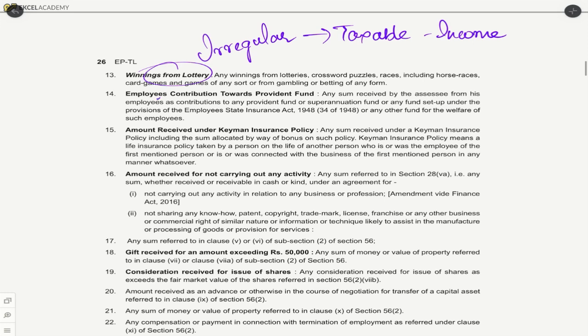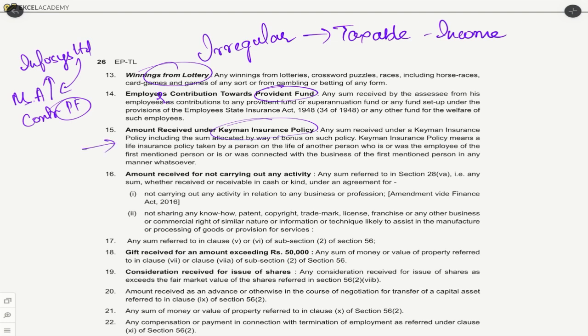Employer's contribution towards provident fund. Let's say Miss A is employed by a company, Infosys Limited. In this case, Infosys Limited would be contributing towards the PF of the employee Miss A. So such contribution to PF will be considered as income. Income received under any Keyman insurance policy. Generally, companies get such policies done for the employees, and if employees are receiving any amount out of that, even that will be considered as income.